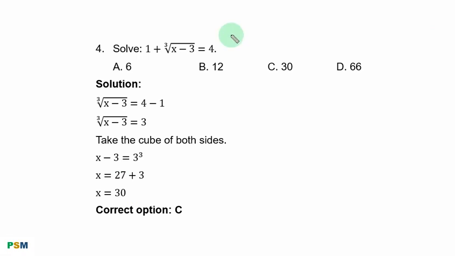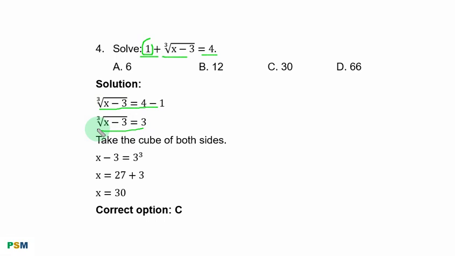Question 4. Solve 1 plus cube root of s minus 3 equal to 4. Solution. You have to collect like terms by transferring plus 1 to the right hand side. You have it in this form, and when you subtract on the right hand side, you have 3. To get s minus 3 first, you need to take the cube of both sides in order to counter the cube root in the left hand side.